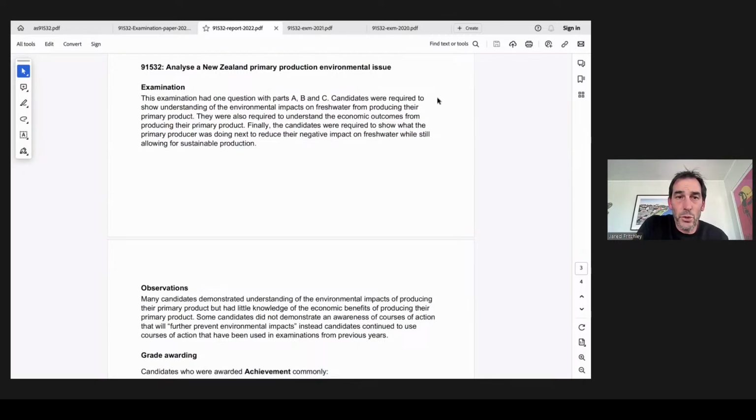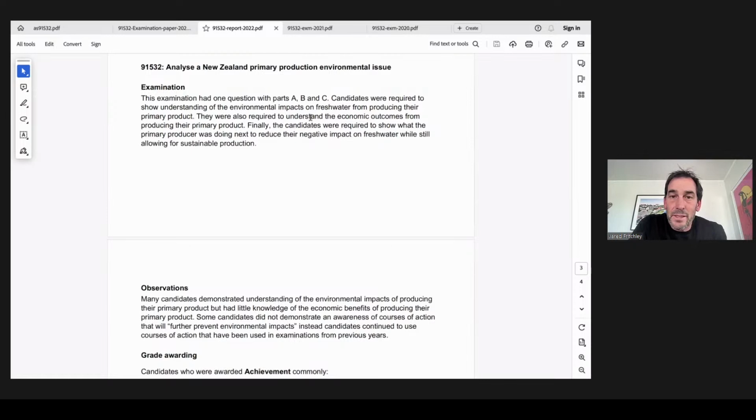Candidates were required to show understanding of the environmental impacts on freshwater. Again, this is last year. This year is going to be, do you understand the greenhouse gases that have been produced? Could it be, what is our profile? How damaging are greenhouse gases? Where do the gases come from? From animals, which end does it fall out of? Or if it's your cropping, or again, your orchard or your vineyard, how are the greenhouse gases being produced?